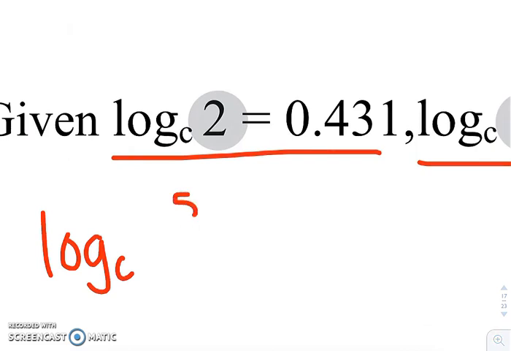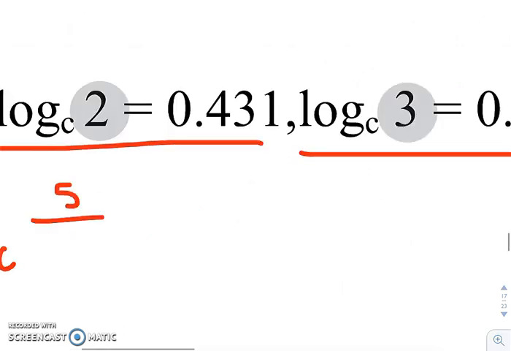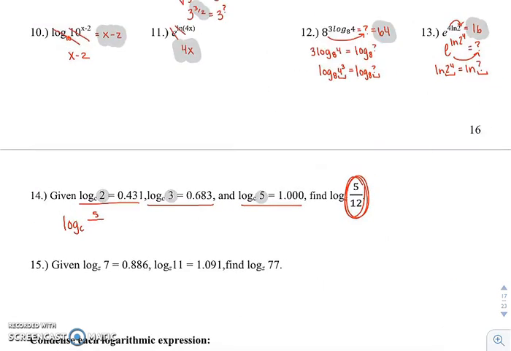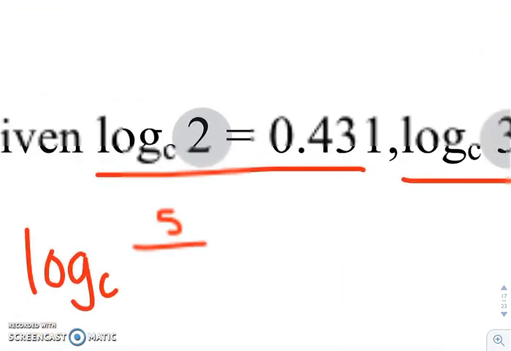log base c of the 5 over, how did we get 12? 2 times, I had to think about that for a second. 2 times 2 times 3. So 2 times 2 is 4. 4 times 3 is 12. So based off of our properties, what we have here is 3 things being multiplied together in the denominator and 1 thing on the numerator.